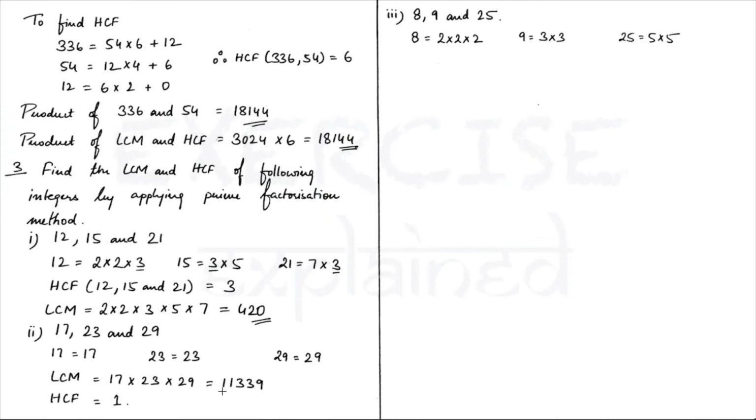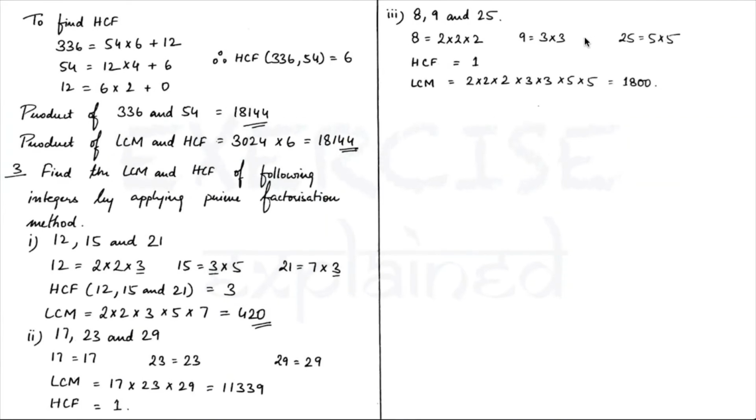So let us get into the next question of real numbers, 8, 9 and 25. As you can see, I have already written the prime factors. 8 can be written as 2 into 2 into 2. 9 can be written as 3 into 3. 25 can be written as 5 into 5. So since they do not have anything in common, HCF is going to be 1. And LCM, we would just multiply everything. So that is going to be 2 into 2 into 2 into 3 into 3 into 5 into 5. Or you can write 8 into 9 into 25. So that is 1800.